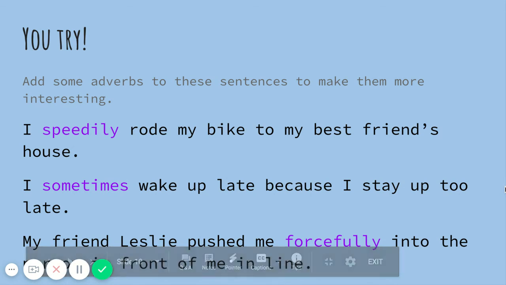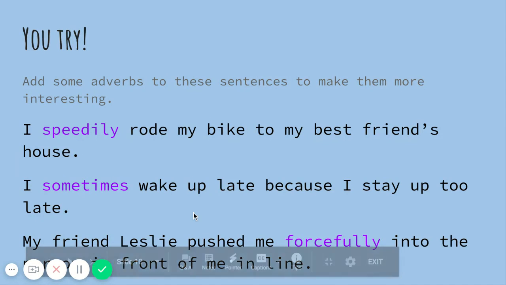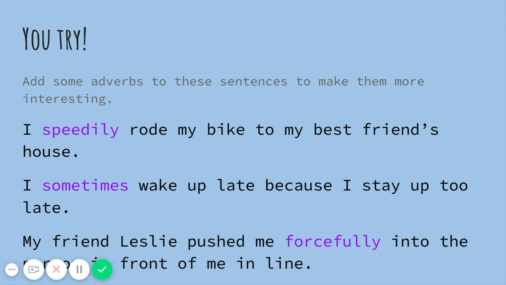And then this last one at the bottom says, my friend Leslie pushed me forcefully into the... Oops, sorry. Okay, let's try that again. My friend Leslie pushed me forcefully into the person in front of me in line. She didn't gently push her. She didn't bump her, right? She forcefully pushed me into the person in front of me in line.